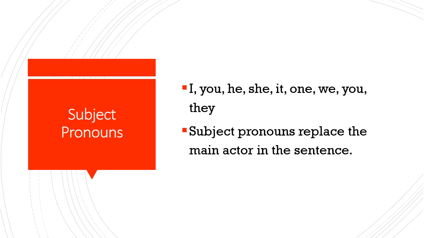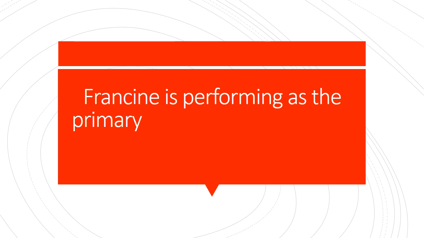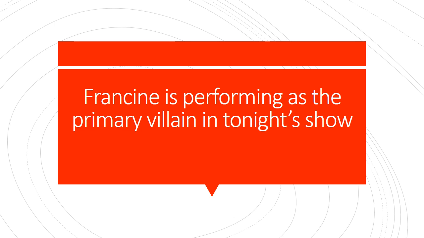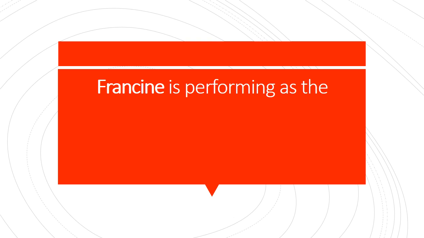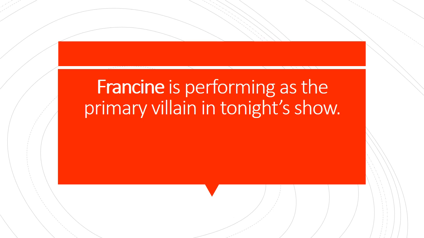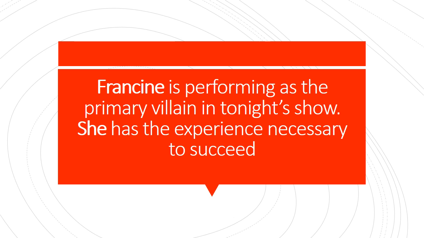Subject pronouns replace the main actor in the sentence. They are performing the action in that sentence. For example, if I say that Francine is performing as the primary villain in tonight's show, I could follow it up by replacing Francine with she. Watch how this works. I would say, Francine is performing as the primary villain in tonight's show. She has the experience necessary to succeed. The pronoun she in this case replaces the noun Francine.